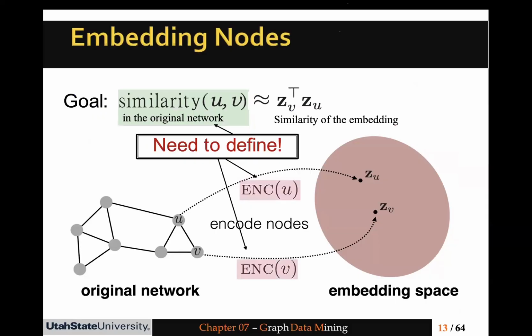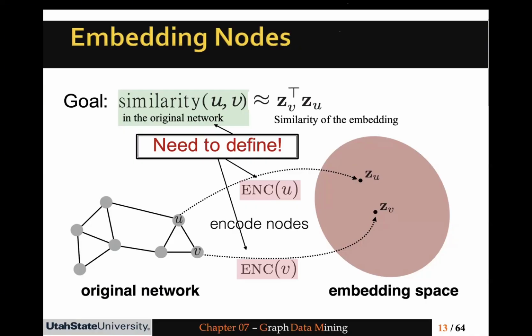It's very important to note that the encoding, my f function which I defined in the previous slide, is not yet defined, and we need to define it. So far, I'm just talking about the problem statement. I have an original network, with nodes u and v from a node set V, and I would like to define some function f which finds the encodings of u and v, which are z_u and z_v, in the embedding space.